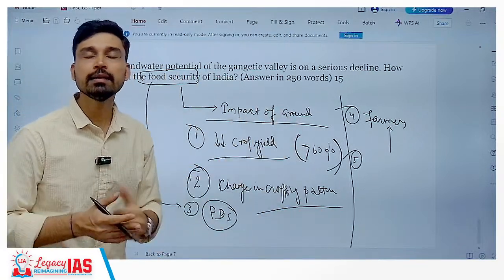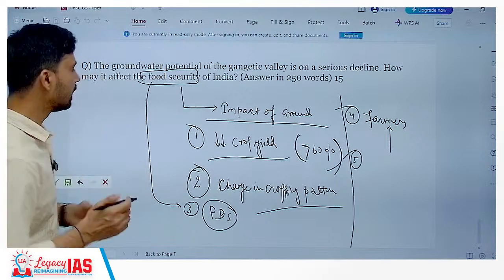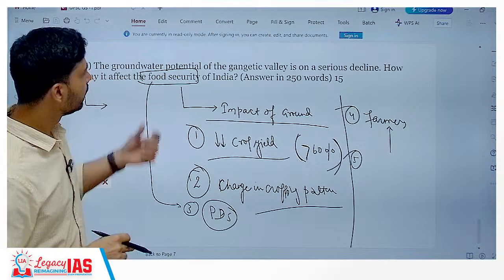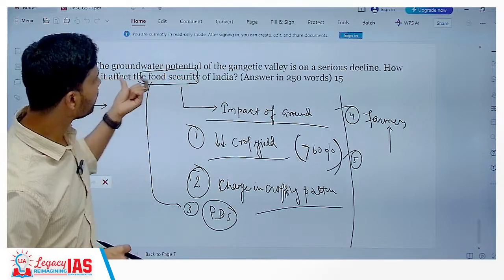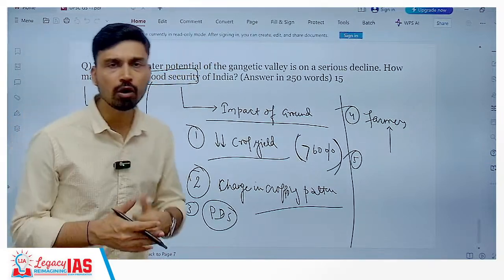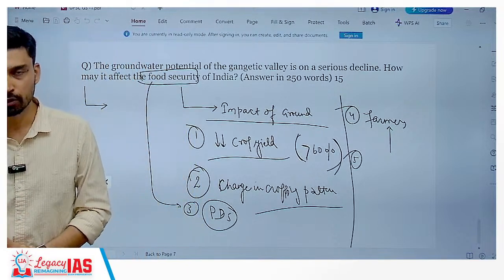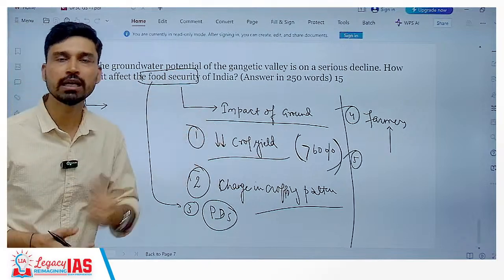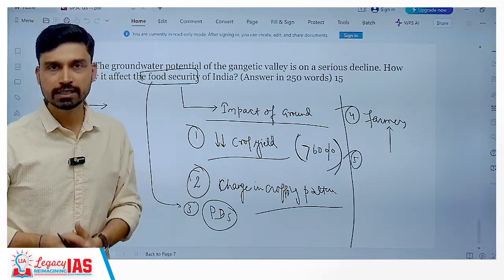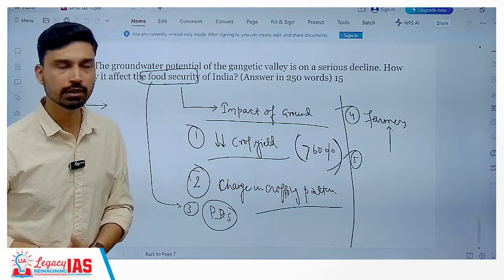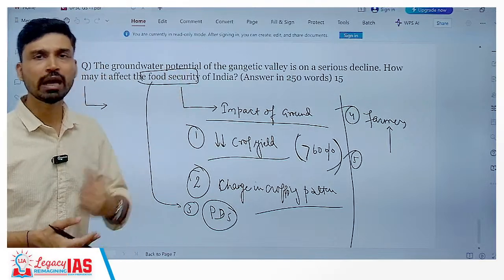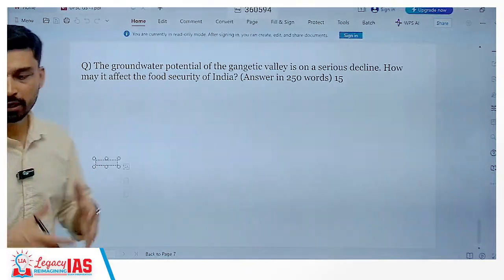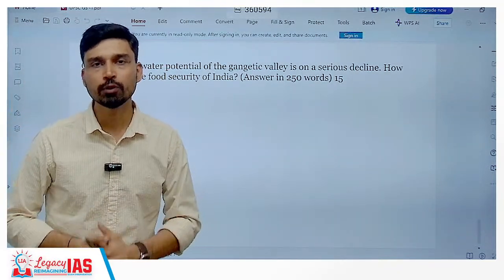And then in the concluding remarks, you could have written about the schemes or the steps that have been taken by the government of India to ensure that groundwater potential does not decline, or that we can improve the groundwater potential. So here you could have written about the schemes, especially the river interlinking projects that we are talking about, or the Namami Gange scheme that the government initiated a few years back. So those could have been written. That is how we could have addressed the answers of the geography question this year.